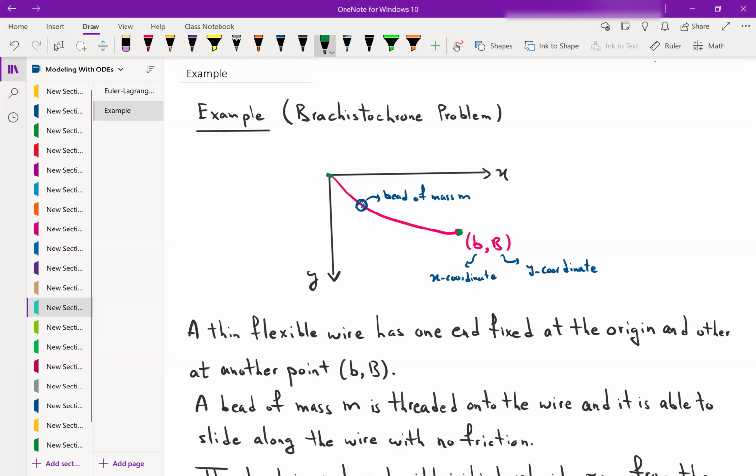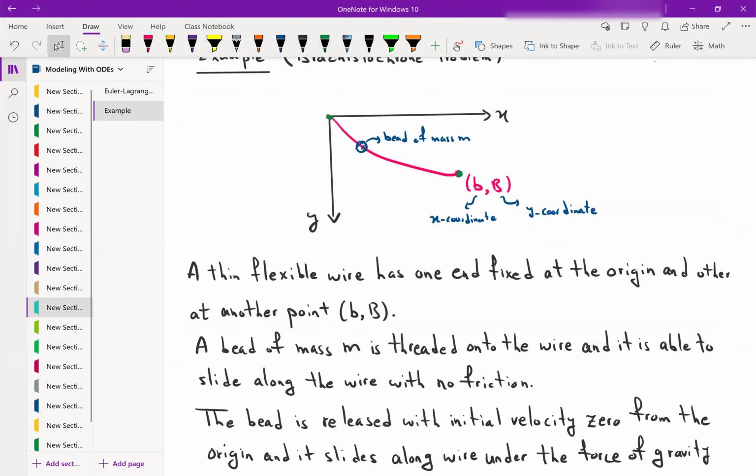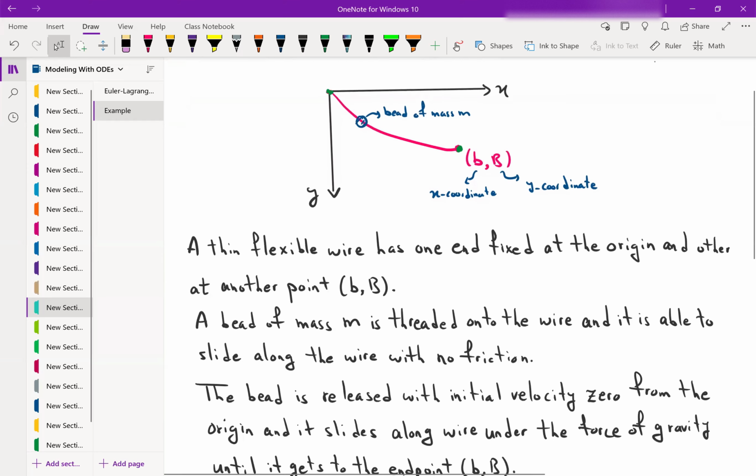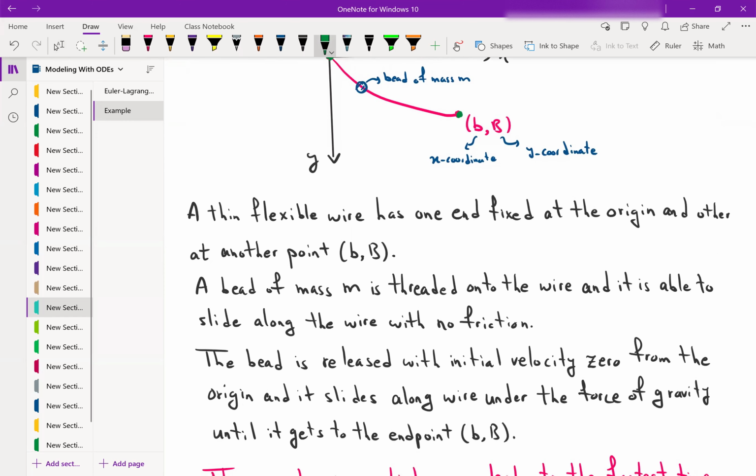A bead of mass m is threaded onto the wire and it is able to slide along the wire with no friction. So we are assuming no friction. The only force that is acting on the bead is the force due to gravity, downward. Awesome. The bead is released with initial velocity 0 from the origin, and it slides along the wire under the force of gravity until it gets to the endpoint with coordinates little b comma big B. All right, so far so good.